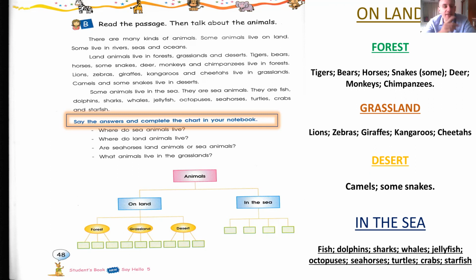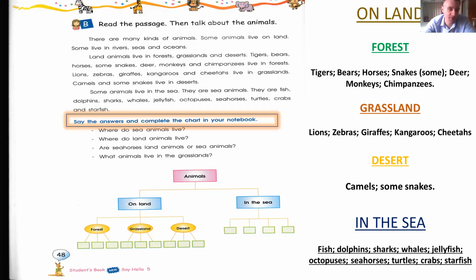Now let's take a look at the questions. Where do sea animals live? Obviously, they live in the sea. Number two, where do land animals live? Obviously, they live on land, but they can live also in the forest, the grassland, or the desert. Number three, are seahorses land animals or sea animals? They are sea animals. You can type seahorses on Google and you will see, I'm sure that you know this animal already.